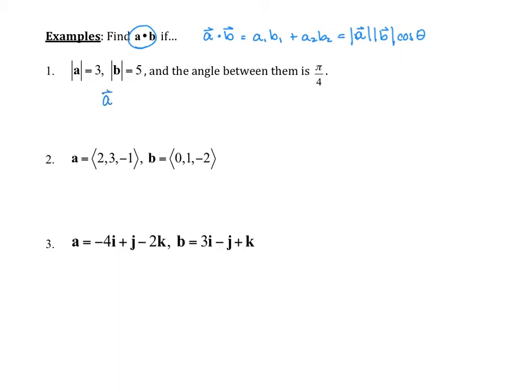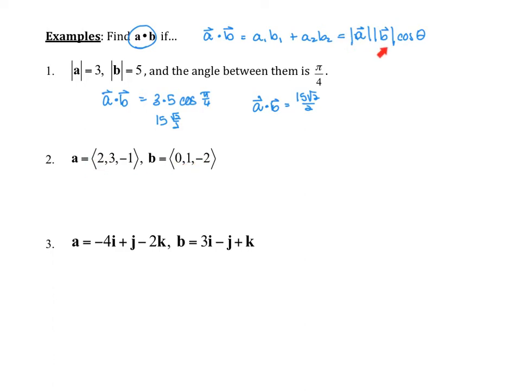So if I want to find A dot B for this example, I'm going to do the magnitude of A, which is 3, times the magnitude of B, which is 5, times the cosine of pi over 4. And cosine of pi over 4 is root 2 over 2. So we get A dot B is equal to 15 root 2 over 2.